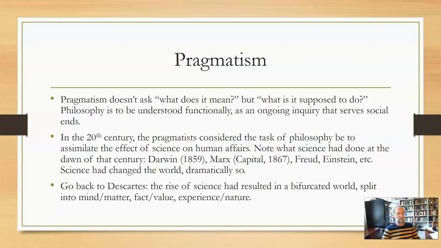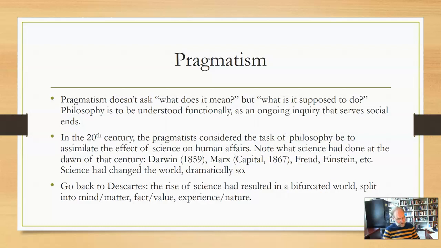Think, for example, in the academy, Einstein came up with E equals mc squared. Can't get much more academic than that, but yet look at what it gave us. Things like nuclear power and stuff like that. So, I mean, it's incredibly important. So, thus, pragmatism approaches philosophy not by asking, what does it mean, but by asking, what's it supposed to do? Philosophy is to be understood functionally as an ongoing process of inquiry that serves social ends.